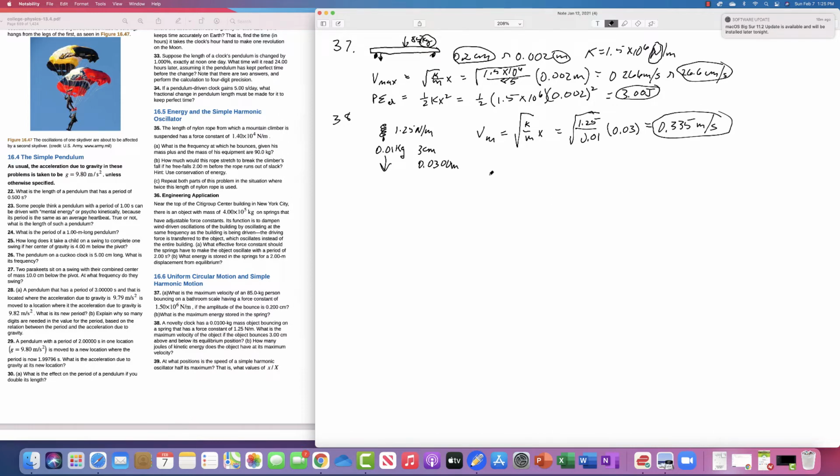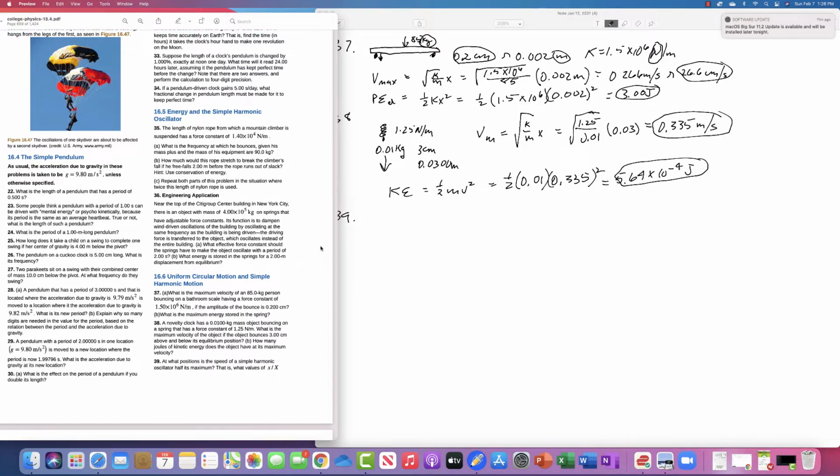And the second part of this question is, what is the kinetic energy does this object have at its maximum speed? Well, it's the same formula you've known all along, 1/2 mv squared, where v is this Vmax here. So that's 1/2 times 0.01 times 0.335 squared, and that's going to equal 5.63 times 10 to the minus 4th joules of energy at its maximum point.